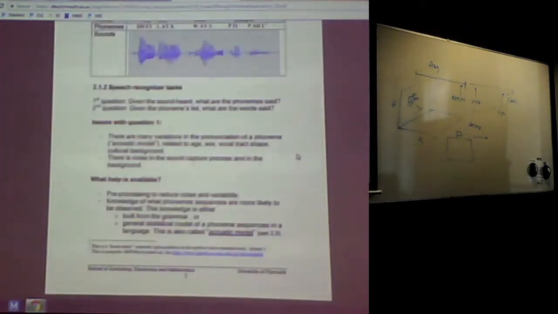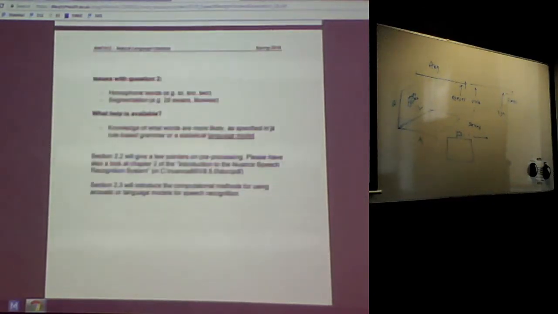Question 2 is, given the phoneme list, what are the words said? And you have problems with homophone words, like two. They all sound the same, and actually they're very different words. So how does speech recognition decide the person said two? And you have segmentation issues like 26 swans.